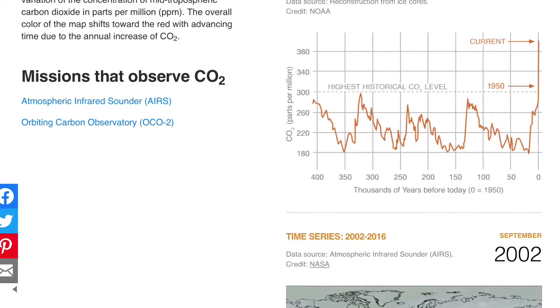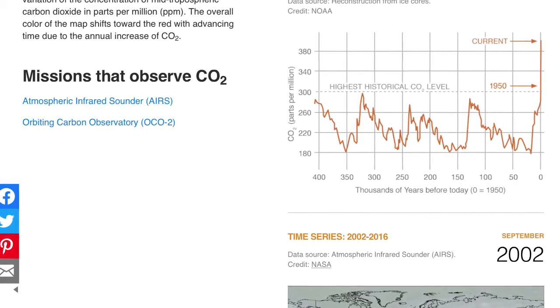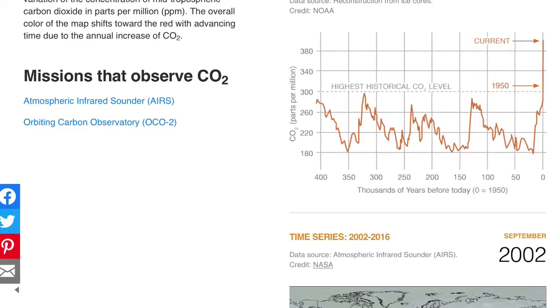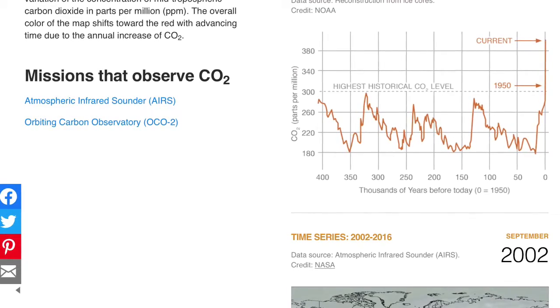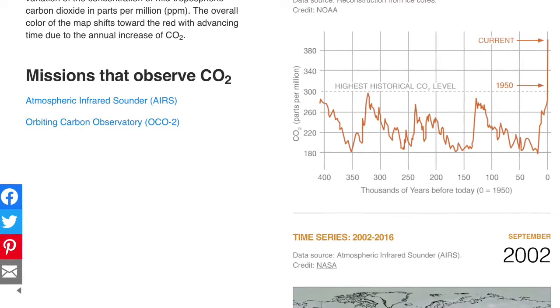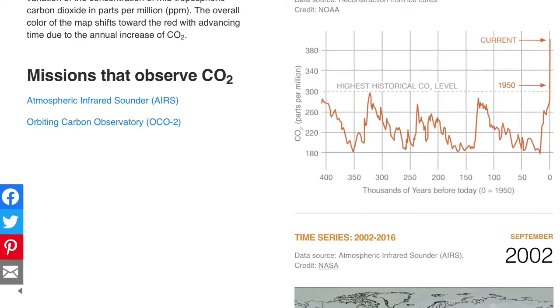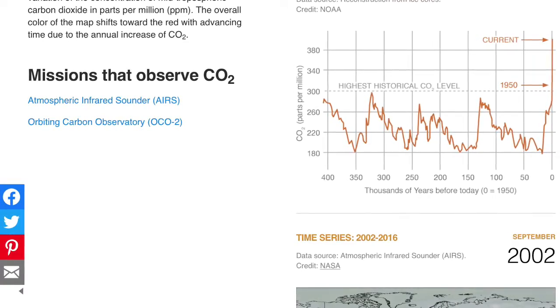Here, this chart shows the amount of CO2 in the atmosphere for the past 40,000 years. As you can see, in recent times, the amount of CO2 in the atmosphere has jumped up an extra 1,000 parts per million, and it doesn't seem to be stopping anytime soon.